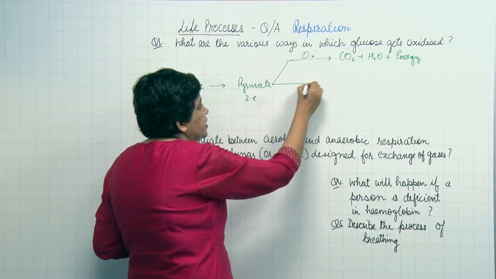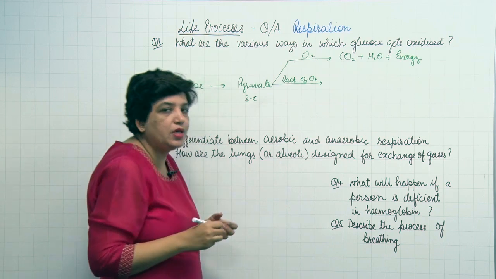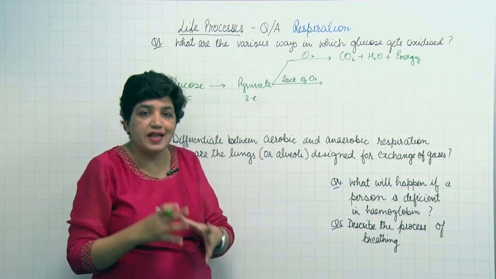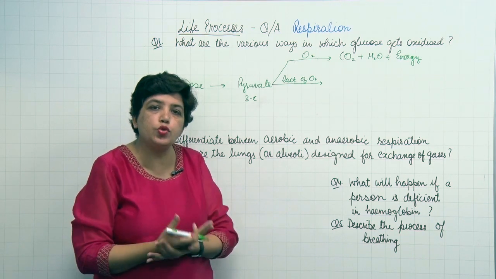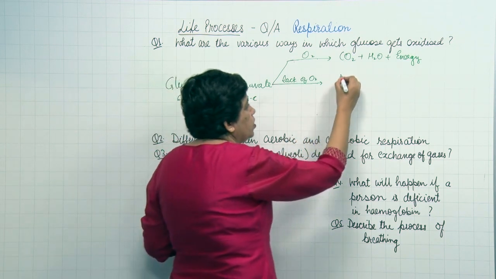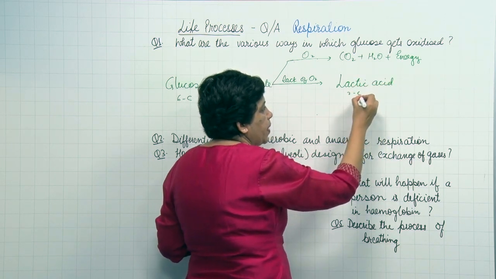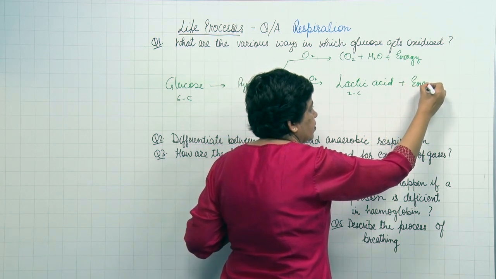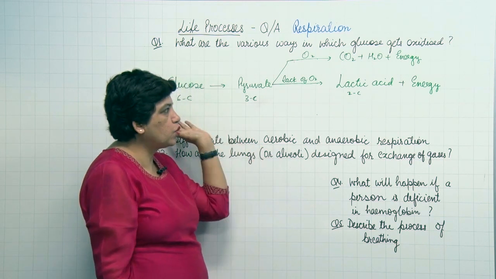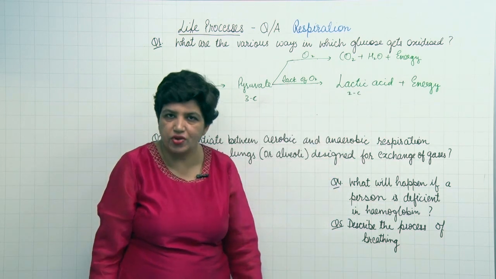Now, the second case is if there is lack of oxygen. What will happen? Especially it happens in the muscle cells of humans. If there is lack of oxygen but the person is doing some vigorous exercise, this pyruvate gets broken down into lactic acid, which is a 3-carbon compound, plus energy is released. So this happens in human muscle cells, that glucose is broken down into lactic acid, which gets accumulated, but energy is released.